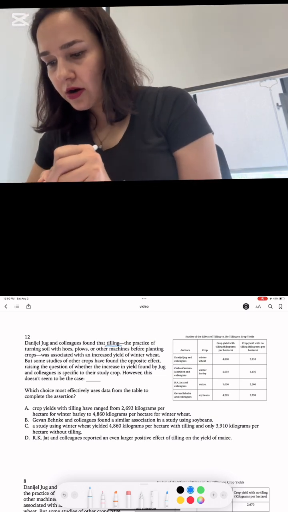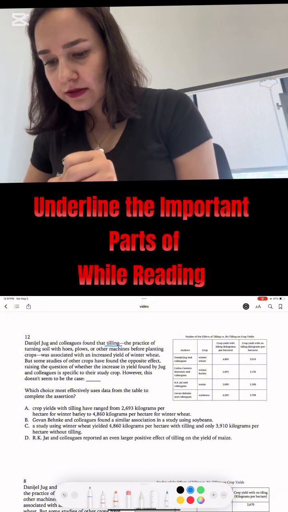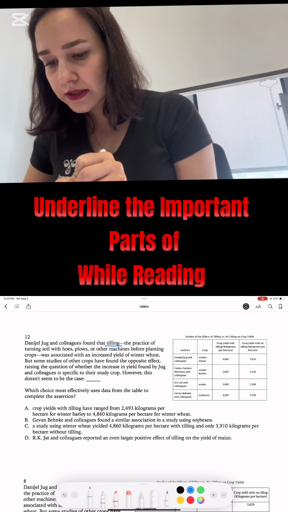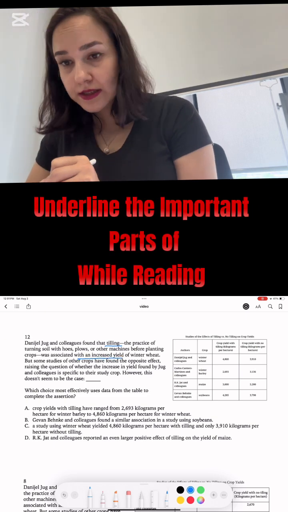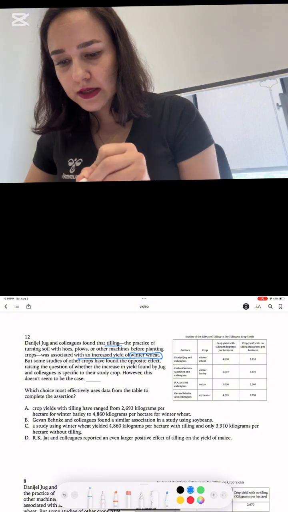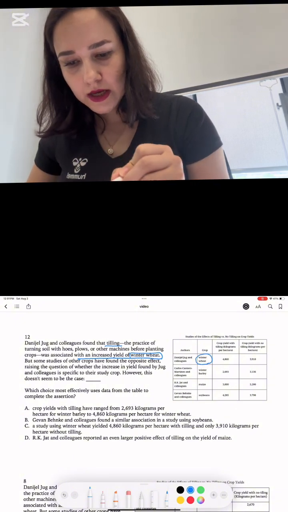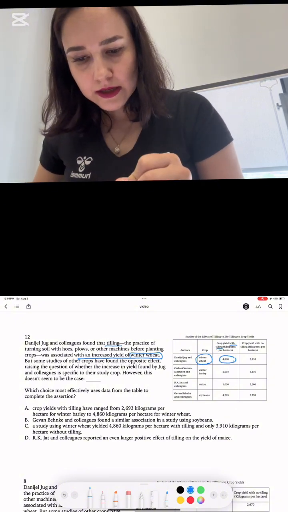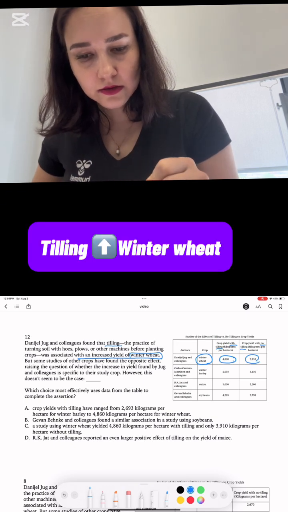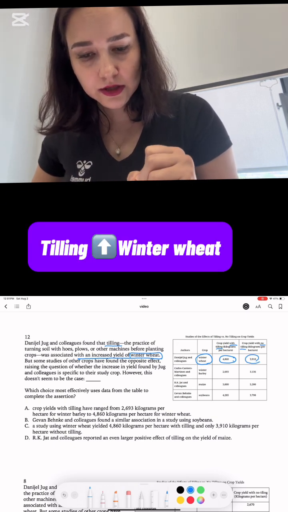Daniel Jog and colleagues found that tilling, the practice of turning soil with hoes, plows, or other machines before planting crops, was associated with an increased yield of winter wheat. Let's check winter wheat. So winter wheat, tilling 4,860, no tilling is 3,910.